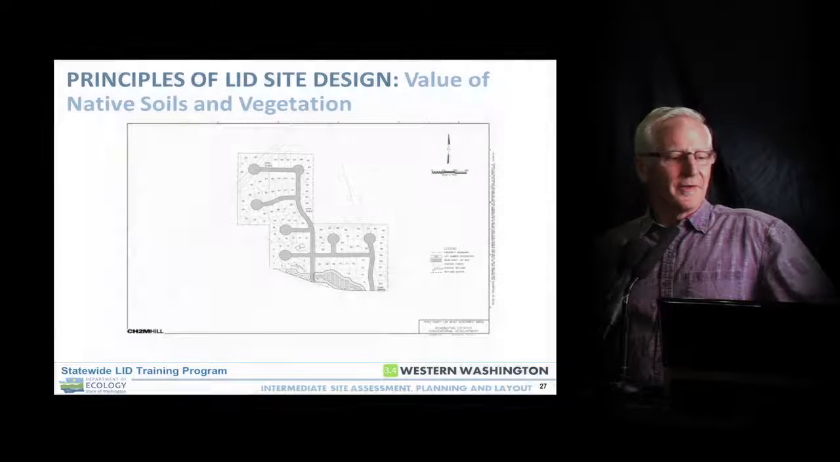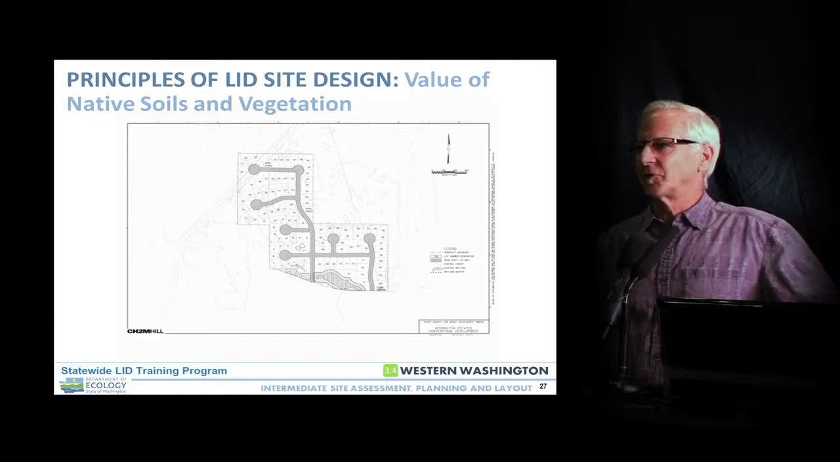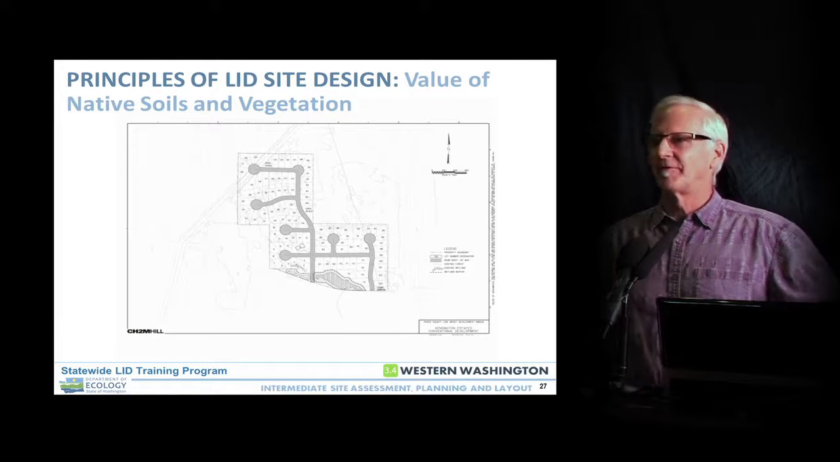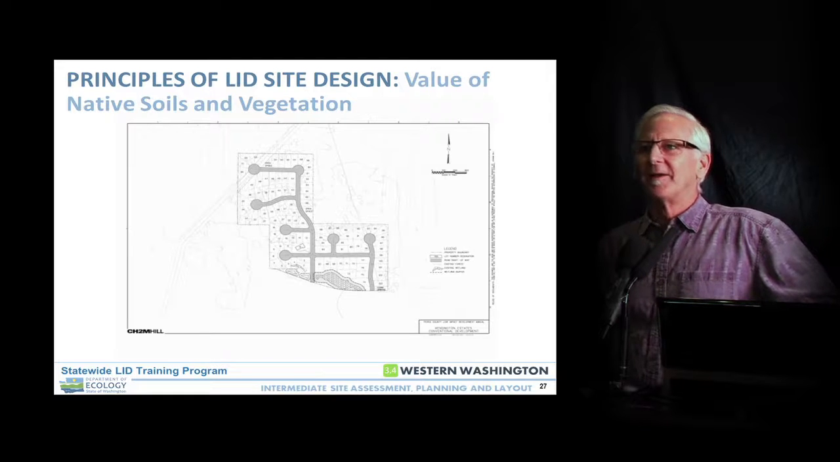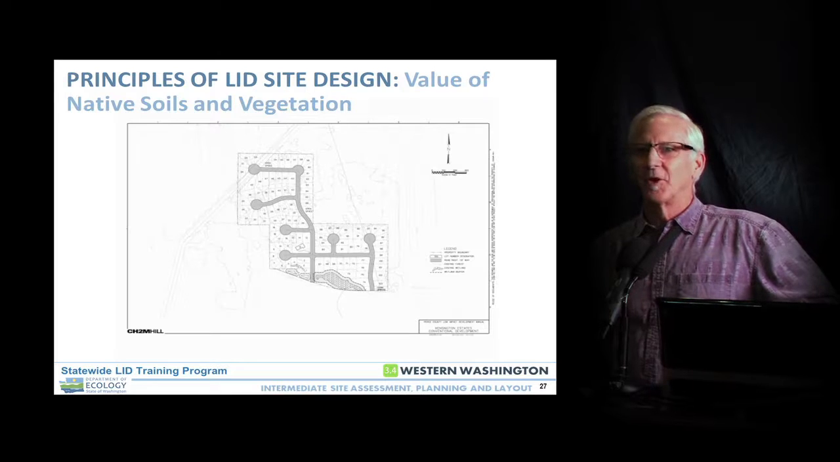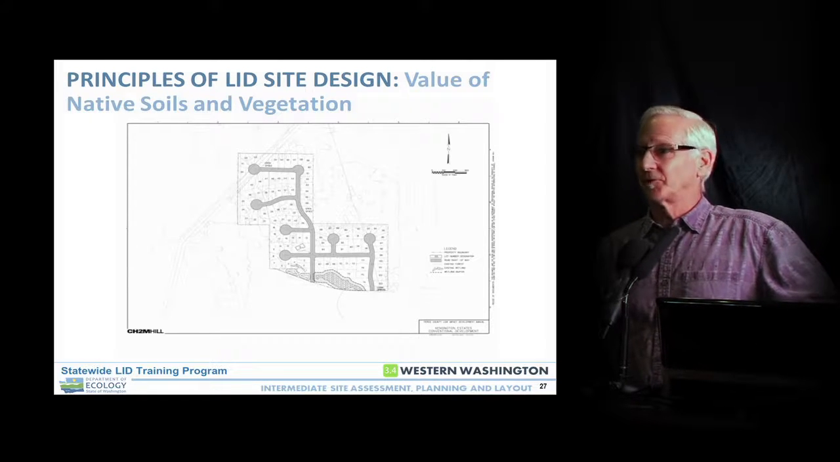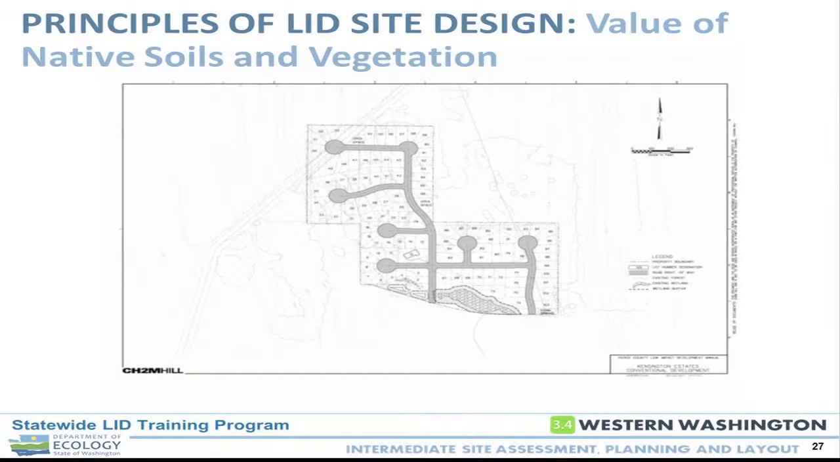We know from modeling that our native soils and vegetation are our most cost-effective and efficient stormwater management tools we have, by far. There's no BMP that can even come close to the cost effectiveness of our native soils and vegetation. How can we use that to our advantage?